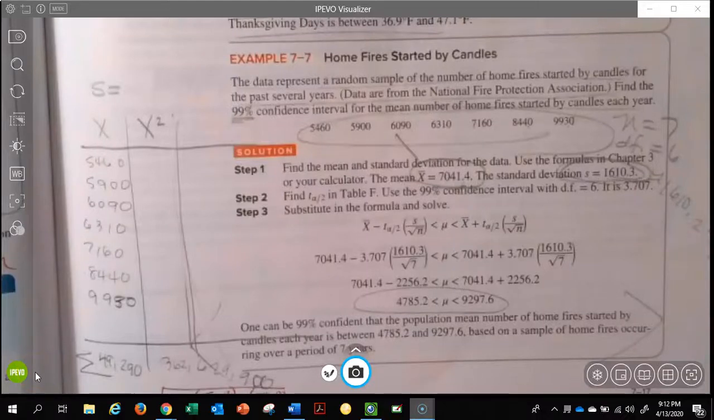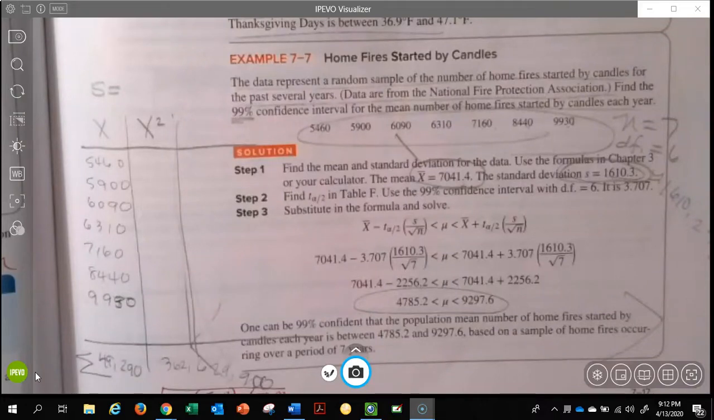So now we're at the last example that we're going to go over in section 7.3. We're on page 377 and I'm down at the bottom of the page at example 7-7. The example is home fire started by candles. And every time you're doing an example, and you'll notice in the notes I even say, right now try to do it on your own without the notes.